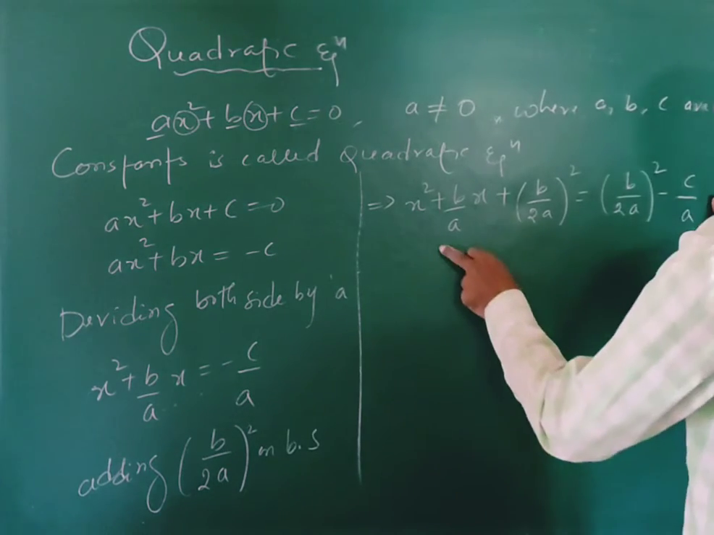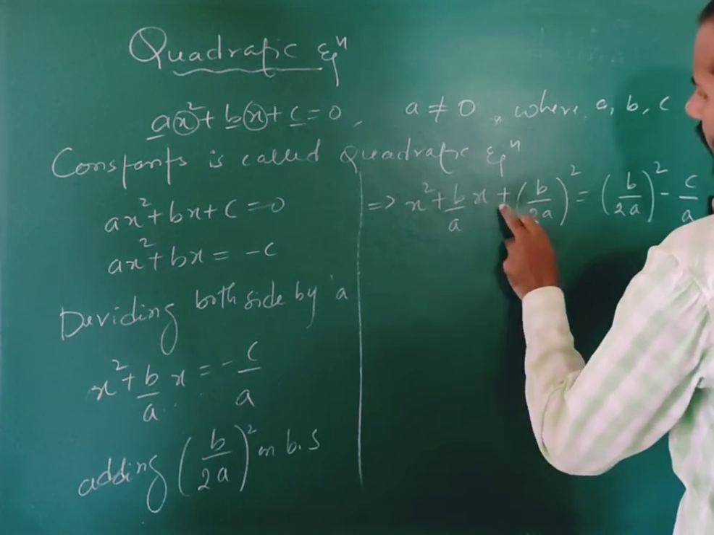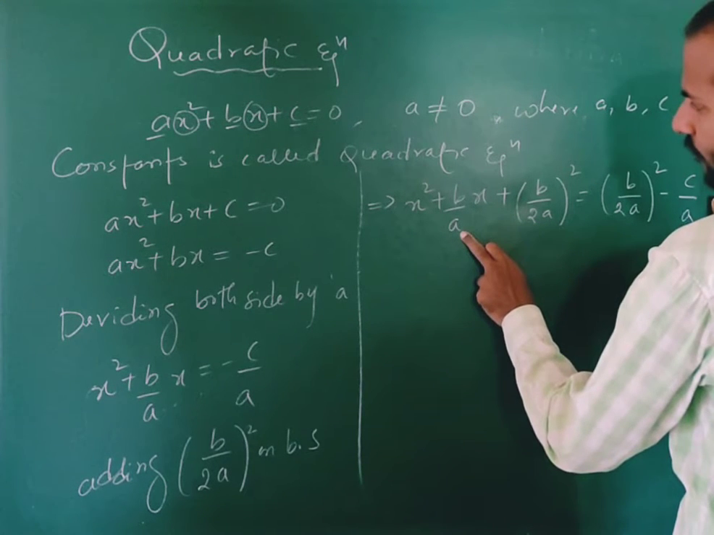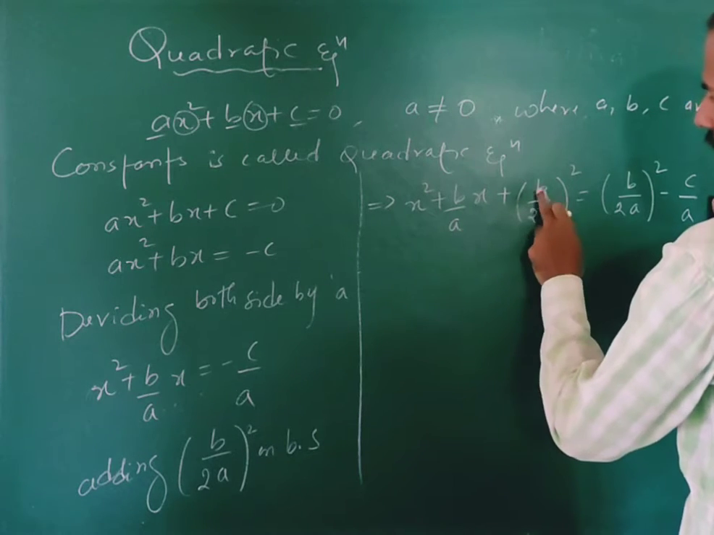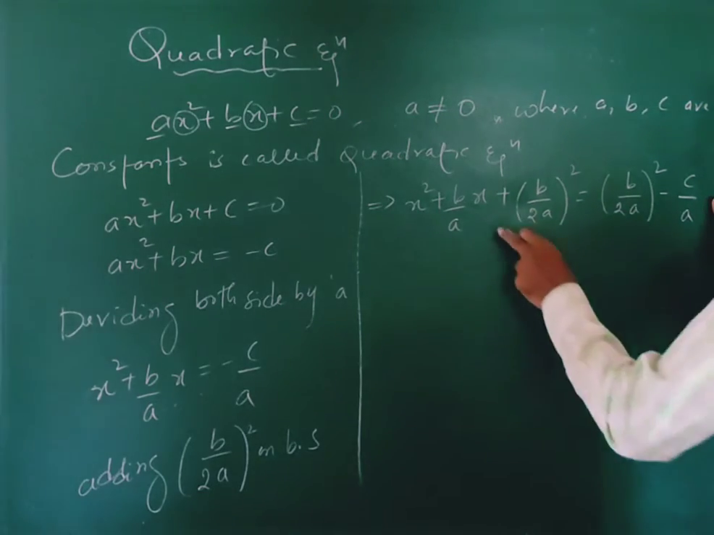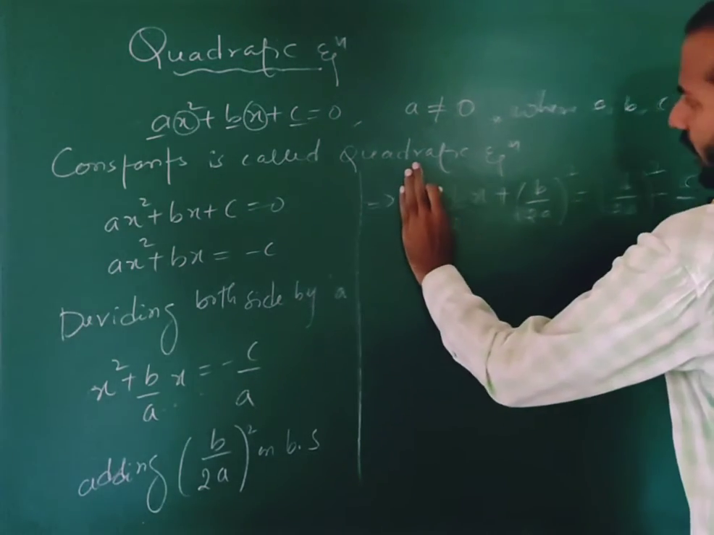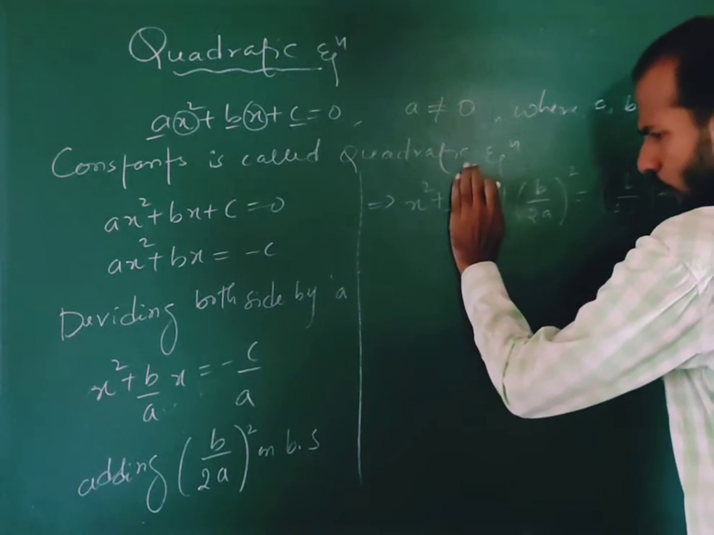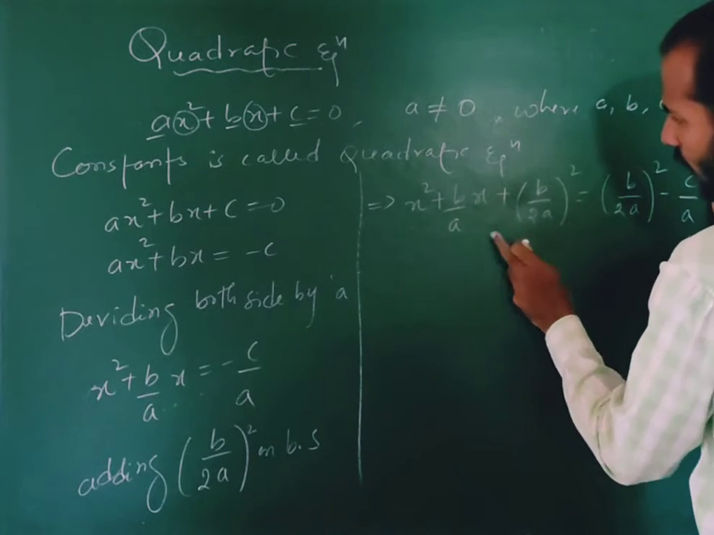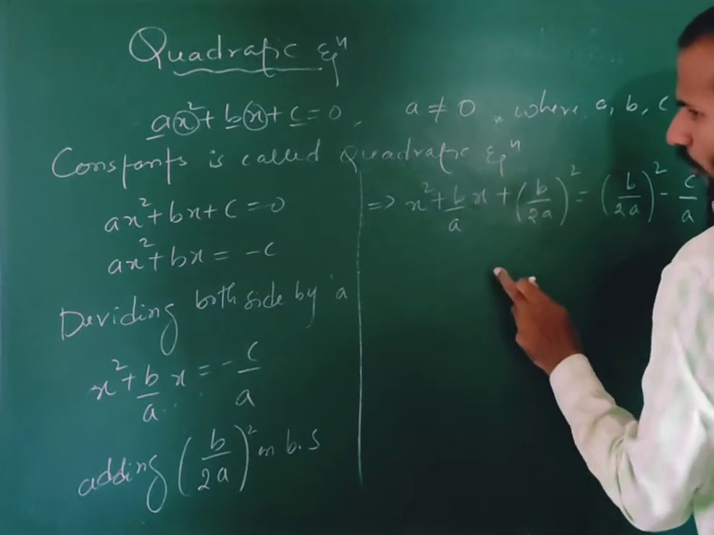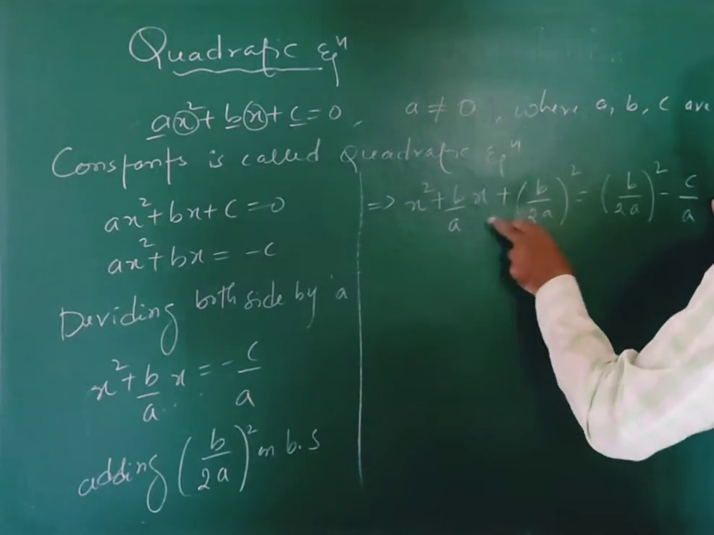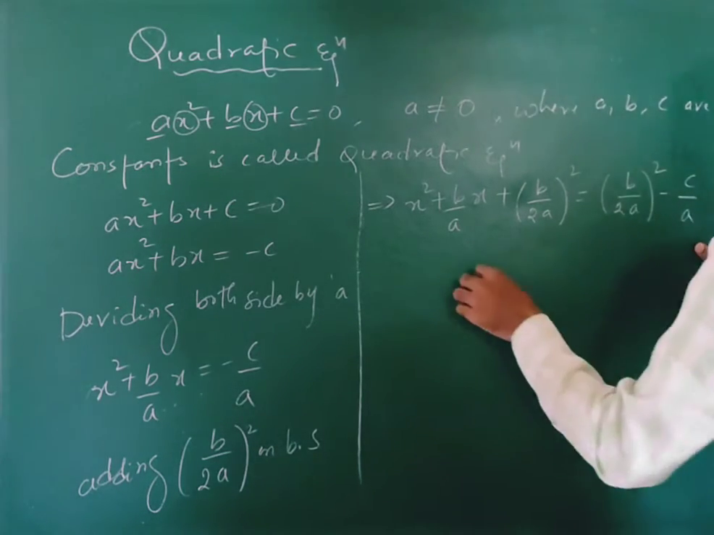Now, which is in the form of a square plus b square plus 2ab. 2a remains here, 2 gets cancelled, b by a and x, bx by a is there, right? It is a square, it is b square. In 2ab case, 2 gets cancelled here. Only what remains, it is already 2 is there. In the numerator 2, denominator 2 get cancelled, only b by a x remains. So this whole three terms can be written as x plus b by 2a whole square.